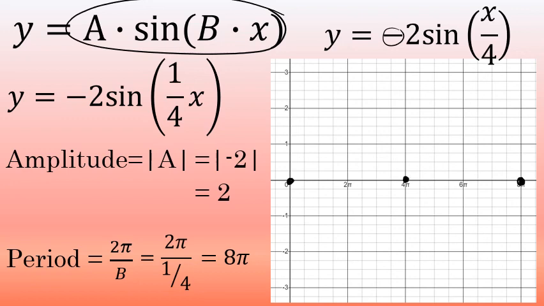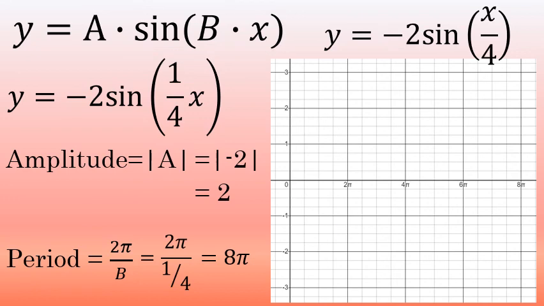If there was not a negative in front of this negative 2 sine of x over 4, I would start at 0, 0 and go up. But because there is a negative in front of that value of the sine, I'm going to start at 0, 0 and go down.